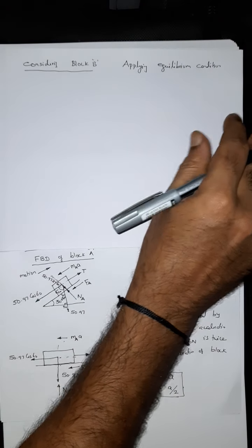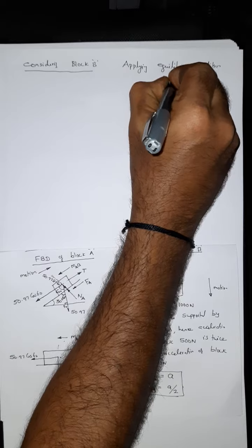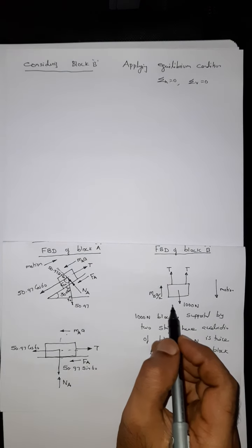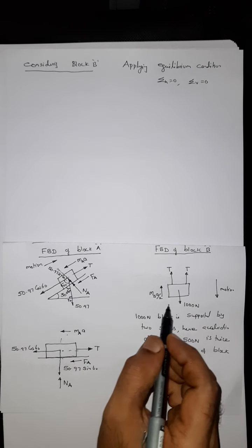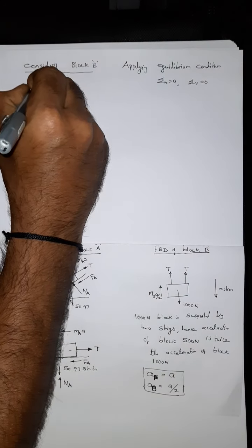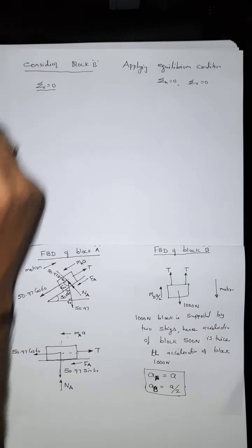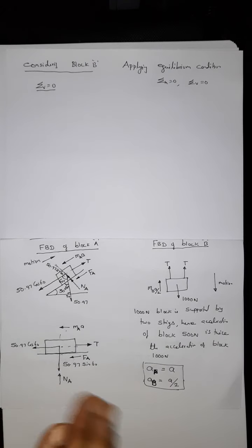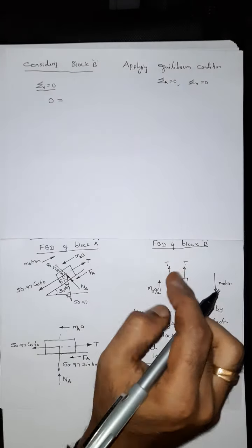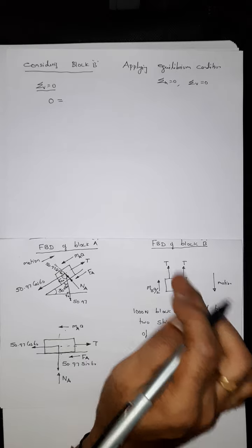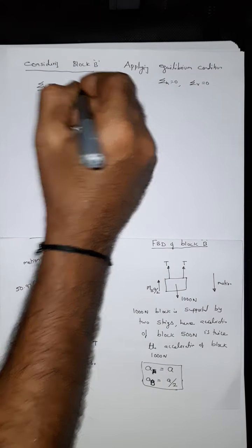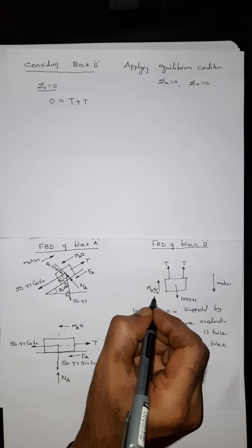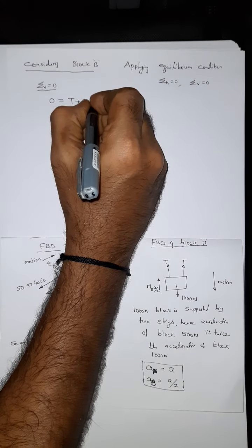the equations of equilibrium are summation H equal to 0, summation V equal to 0. As far as block B is concerned, there are no horizontal forces, so I am eliminating the horizontal forces. Summation V is equal to 0, resolving the vertical forces: 0 equals this T, the tension, acting in the positive y direction. Therefore T plus T, and the inertia force is also acting in the positive y direction.